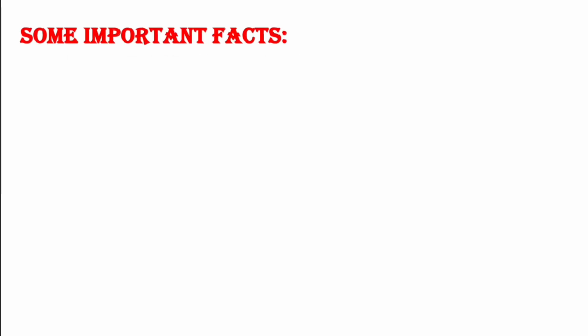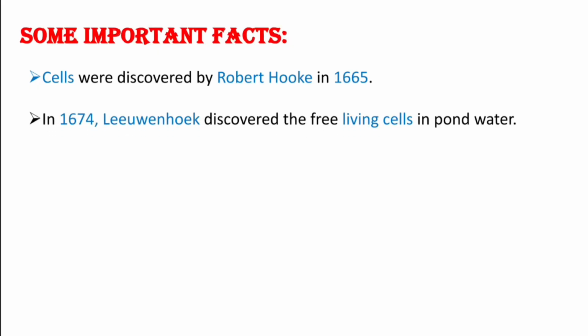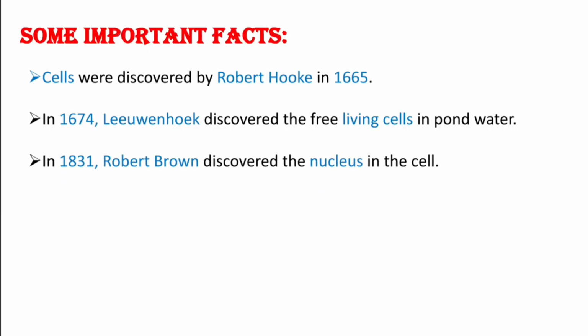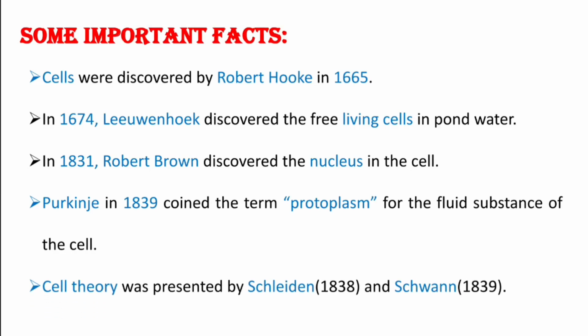Next, some important facts. Cells were discovered by Robert Hooke in 1665. In 1674, Leeuwenhoek discovered free-living cells in pond water. In 1831, Robert Brown discovered the nucleus in the cell. Purkinje in 1839 coined the term protoplasm for the fluid substance of the cell. Cell theory was presented by Schleiden and Schwann.